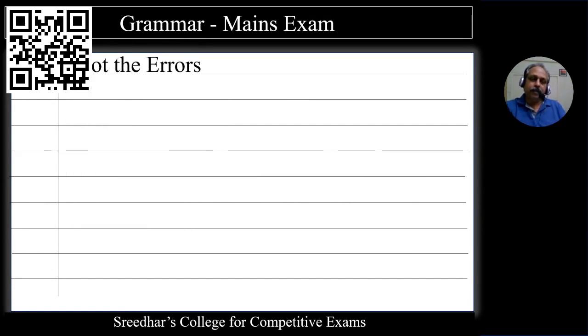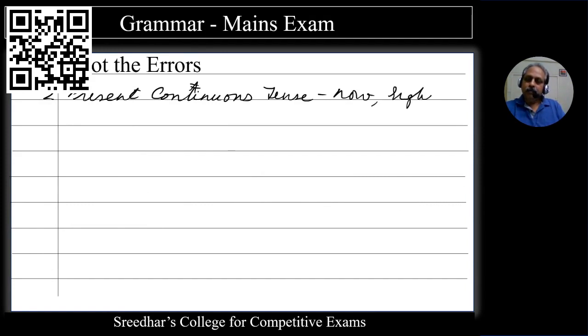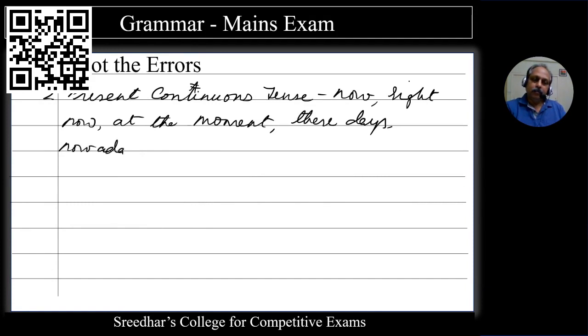Now let us go to the second tense. What is the second one? Systematic approach. Present, after that, present continuous tense. What are the time phrases that go with present continuous tense? Now. Right now, emphatic. At the moment. These days. Nowadays. Continuously.